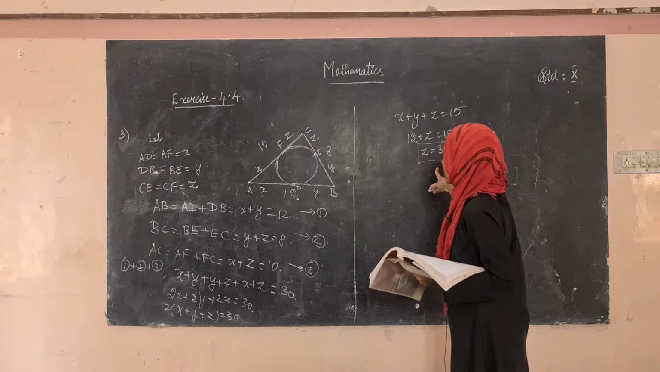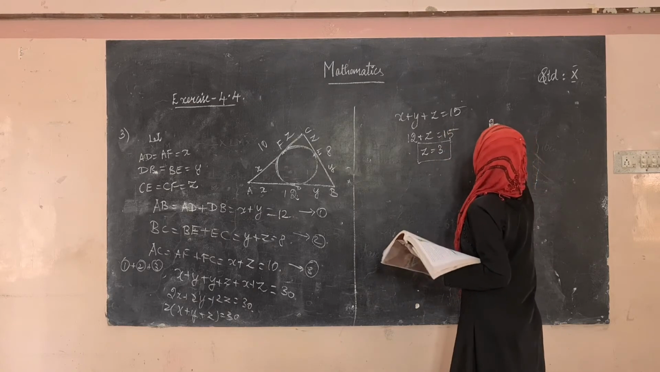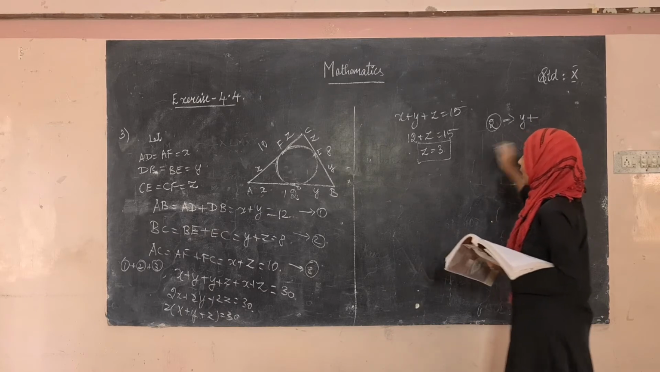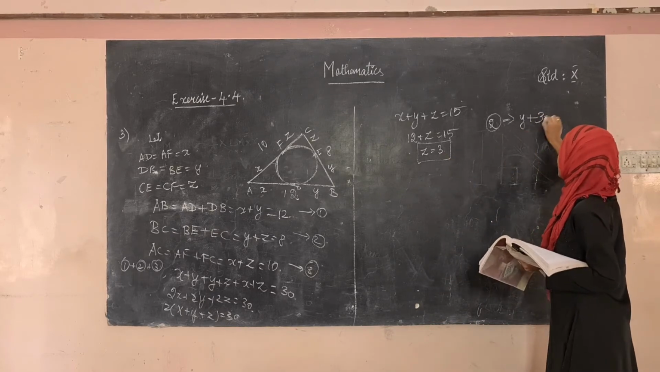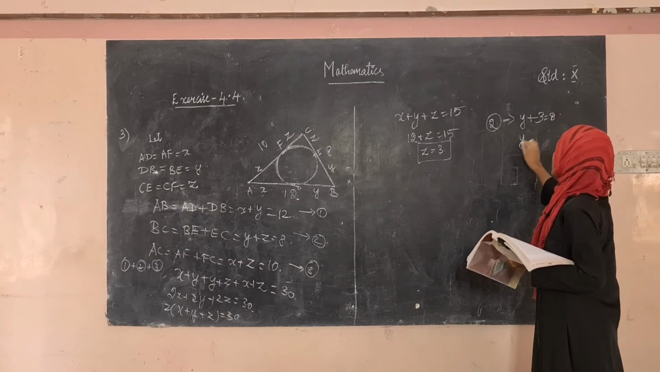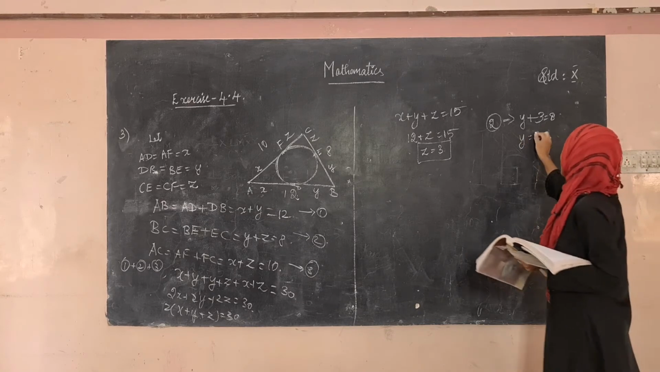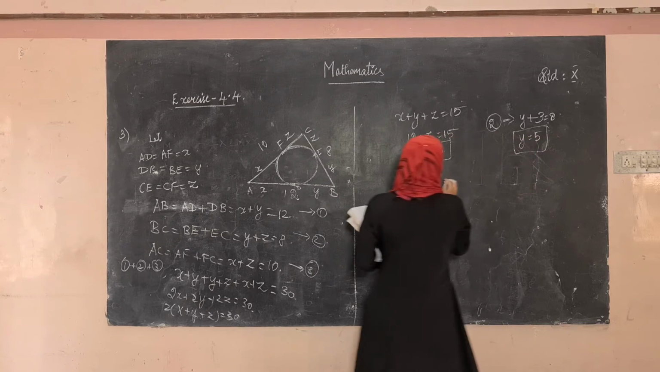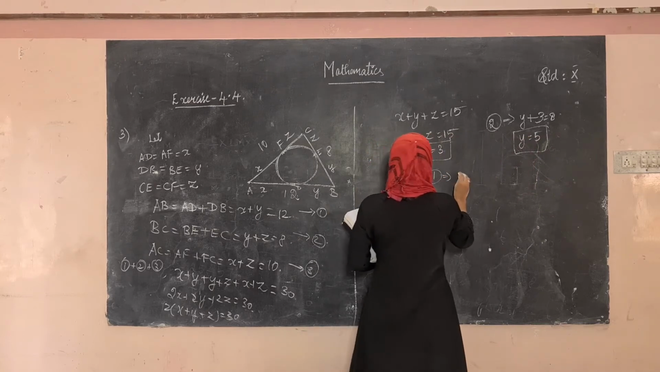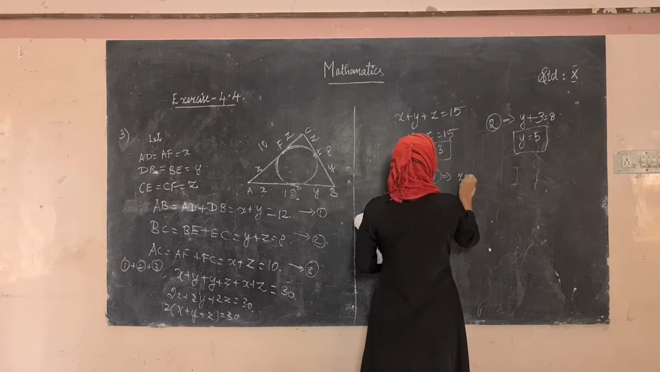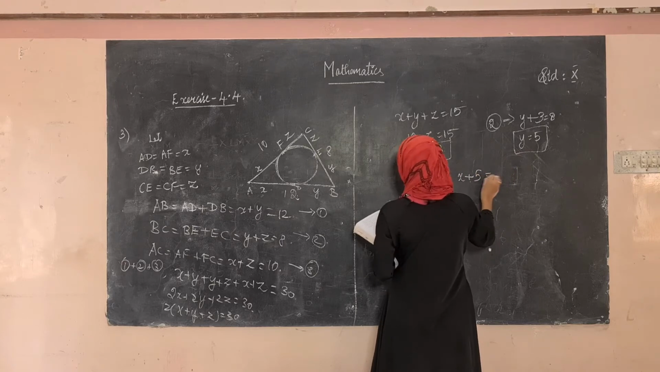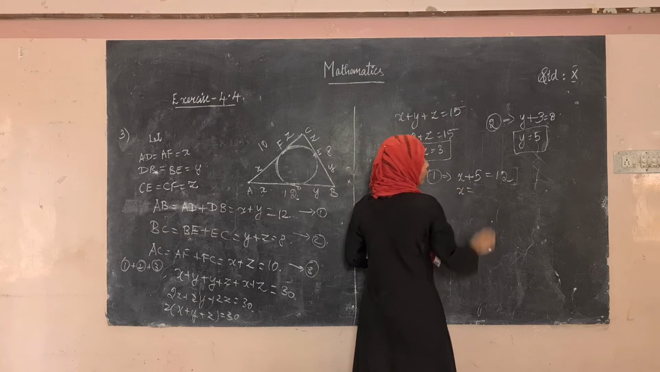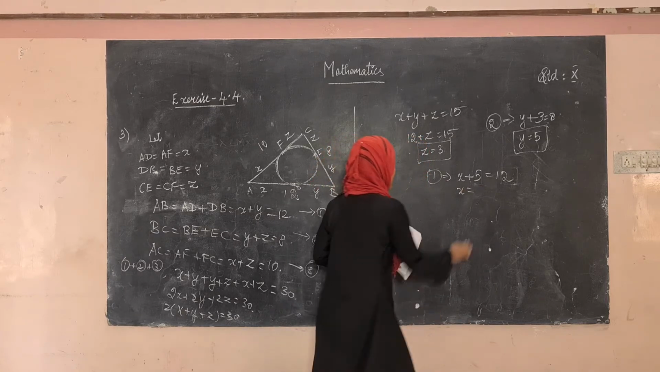So from this, substitute this in equation 2. Y plus z is equal to 8, z's value is 3, so y plus 3 is equal to 8. So y is equal to 8 minus 3, the value of y is 5. And we know the value of y, and equation 1 becomes x plus y, so x plus 5 is equal to 12. Bring the 5 to this side, x is equal to 12 minus 5, which is 7.